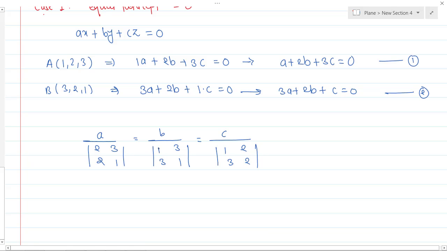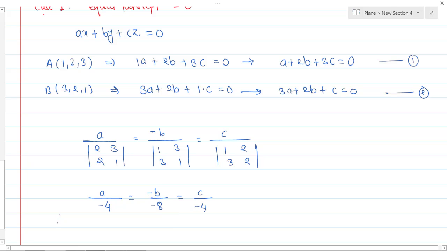Okay, and the tricky part is what? We have to give the negative, whatever we get as the answer here. Okay, let's solve this. So a divided by 2 minus 6, 2 minus 6 is nothing but minus 4. So it's a minus b divided by 1 minus 9, which is nothing but minus 8, which is equal to c divided by 2 minus 6, which is again minus 4.